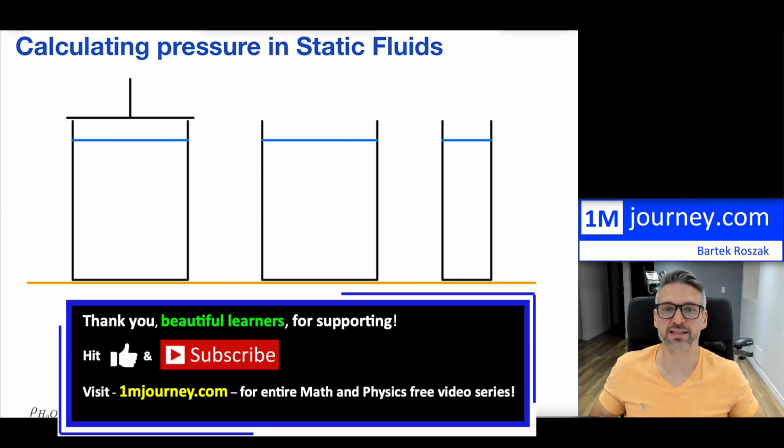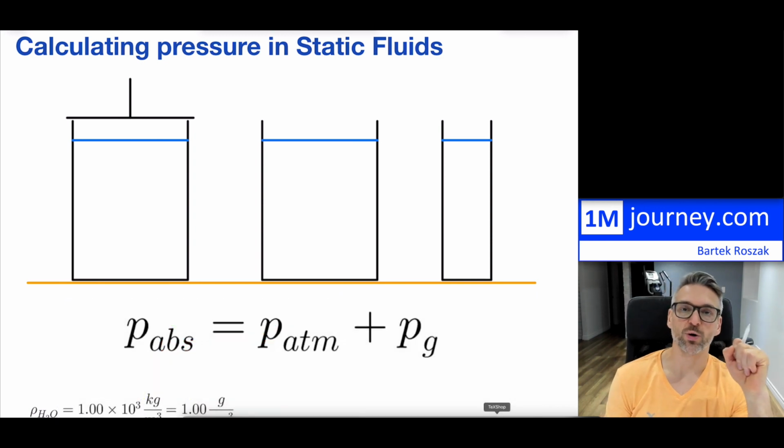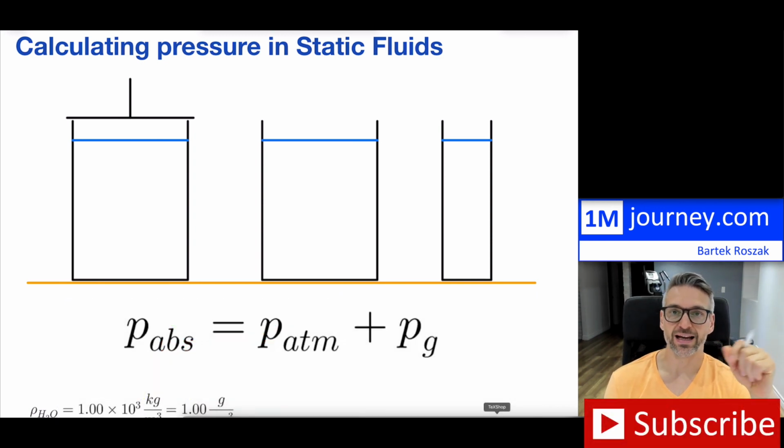Calculating pressure in static fluids. So here I'm going to present several examples to try to help you as a student understand in particular what the pressure is at a particular depth within a fluid. And we're going to take a look at several examples.